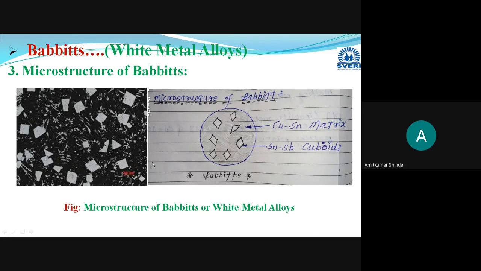If there are needle shaped structures, you can draw them like this. These needle shaped structures are due to the copper and tin complex compounds. Okay, this will be the microstructure.